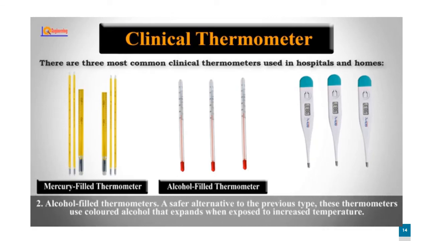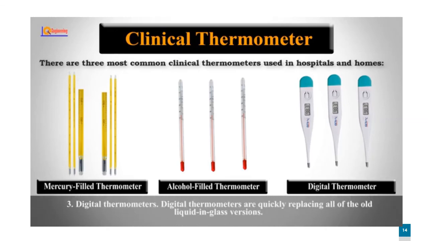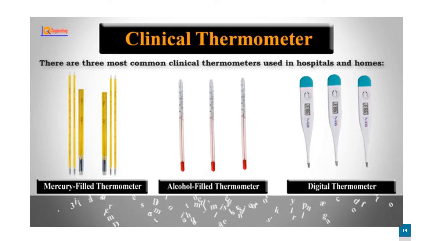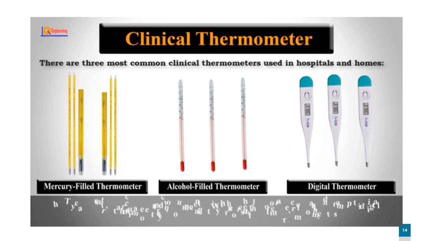Alcohol filled thermometers, a safer alternative to the previous type. These thermometers use colored alcohol that expands when exposed to increased temperature. However, both of these liquid filled thermometers require some time to show the temperature. If you want immediate results, consider one of the following options. Digital thermometers. Digital thermometers are quickly replacing all of the old liquid in glass versions. They are fast, accurate, and convenient. With the help of oral, rectal, and armpit digital thermometers, you can get your results in mere moments.